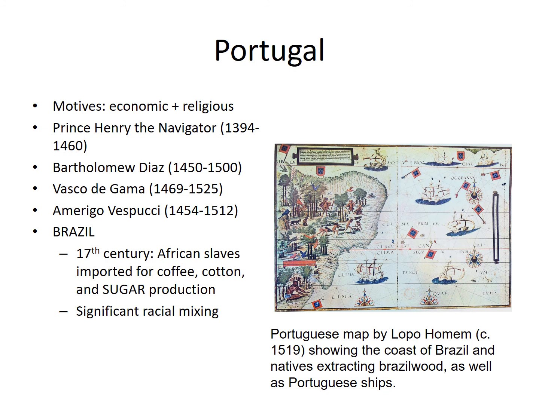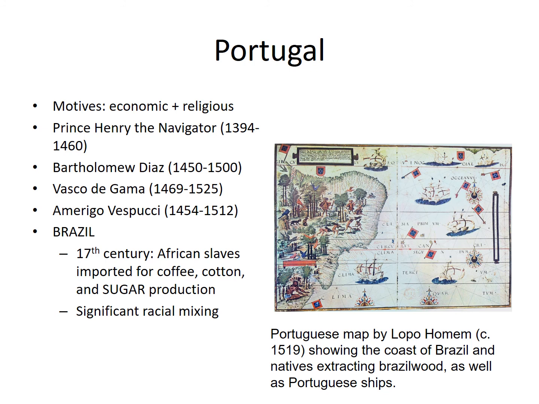Prince Henry the Navigator, 1394 to 1460, will kind of be the one to fund the expeditions, wanting to find a direct route around Africa to get to the Indian Ocean trade. Bartholomew Diaz is one of the major explorers that will start going all the way around the coast of Africa, eventually reaching the southern tip. Vasco da Gama is the one who is responsible for going around the Cape of Good Hope and making it all the way to India.